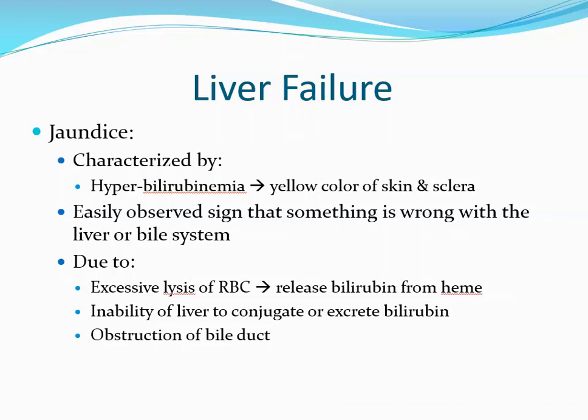There are three possible problems that can lead to jaundice. One is the excessive lysis of red blood cells that release bilirubin from the heme proteins. Second is an inability of the liver to conjugate or excrete bilirubin. Bilirubin is only toxic when it is not conjugated to another material. And the third problem is obstruction of the bile duct.